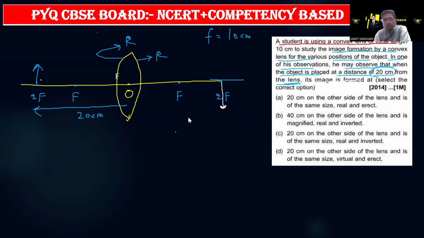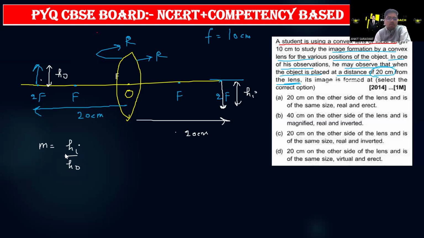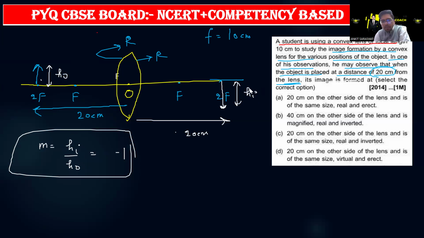Clear? So the image will be formed at 20 centimeter, same size as the object. If this is the height of the image, this is the height of the object. Magnification will be hi by ho. So its value will be minus 1. I am writing this magnitude, okay? Minus 1 is indicating that it is real.